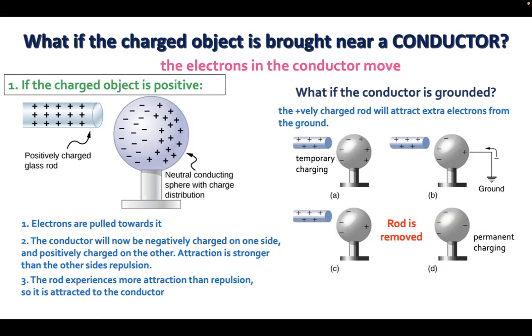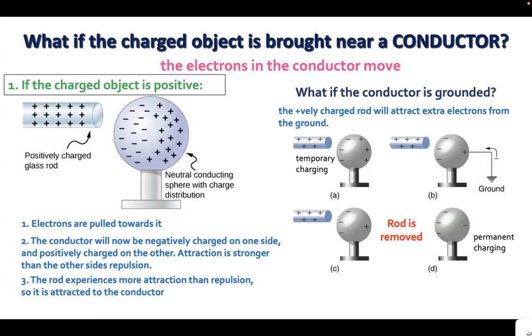Now what happens next is that I will connect my sphere, which is temporarily charged by induction, to the ground through an earth wire. And this will allow more electrons to be attracted from the ground through the earth wire and all the way to the sphere where they can get attracted to the positively charged rod. Well, what if I remove the rod? When you remove the rod, now the sphere will be full of negative charges because it has gained some from the ground. So I can say that the sphere is permanently charged.